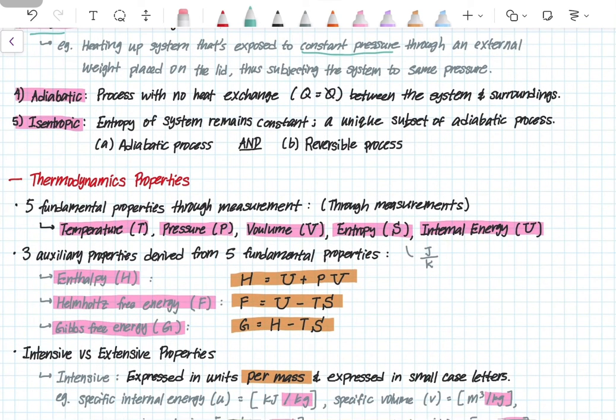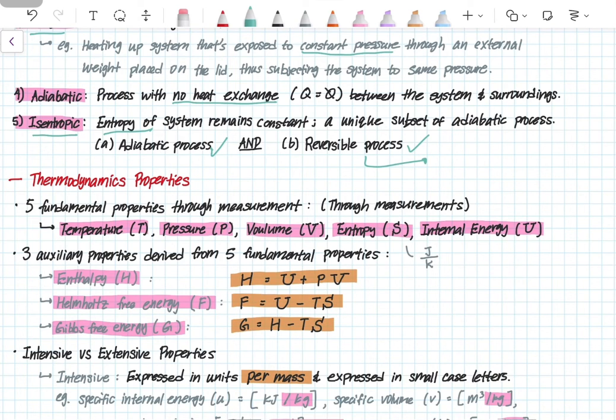And the fourth process we have, this is quite unique, it's called adiabatic. It's the process where you have no heat exchange, so Q is equal to 0, between the system and the surroundings. The fifth is a unique subset of an adiabatic process, and we call it isentropic, where the entropy of your system remains constant. We have two conditions for a process to be isentropic. First, it would have to be an adiabatic process and also a reversible one.